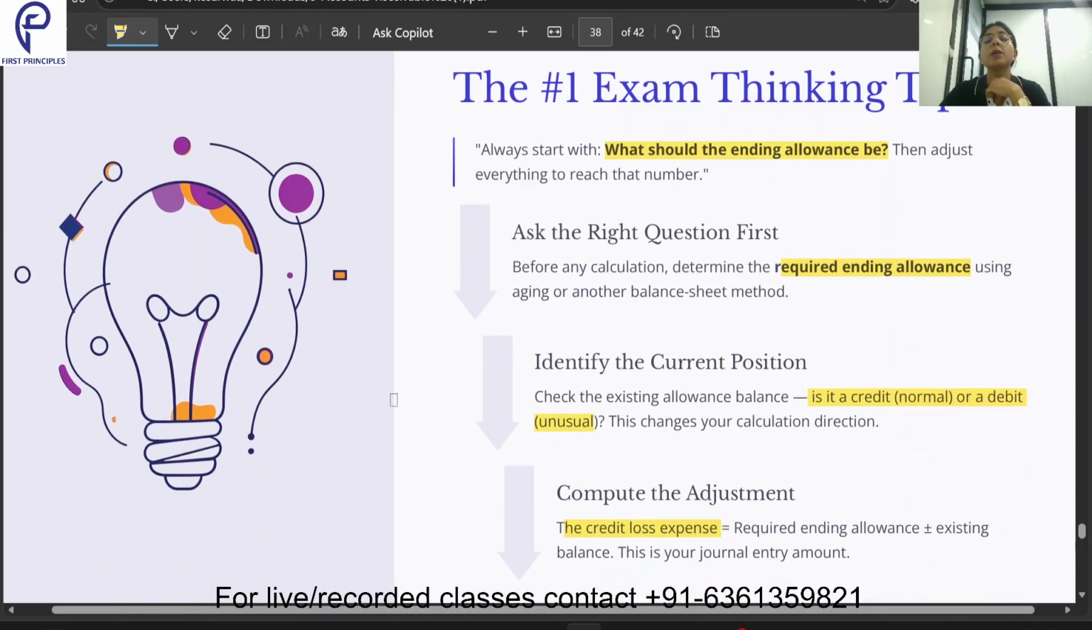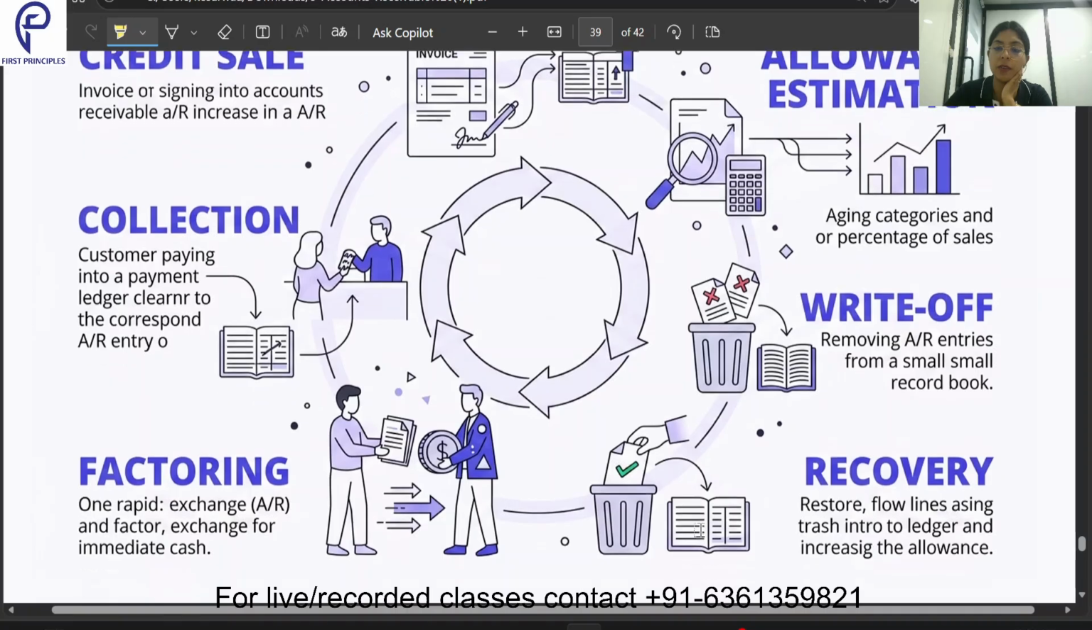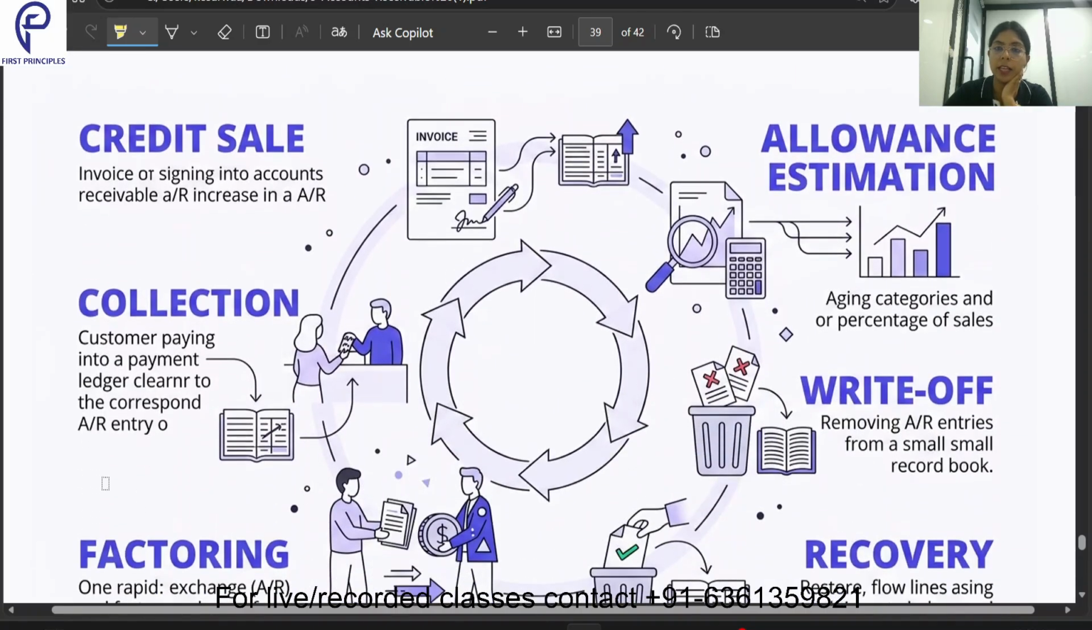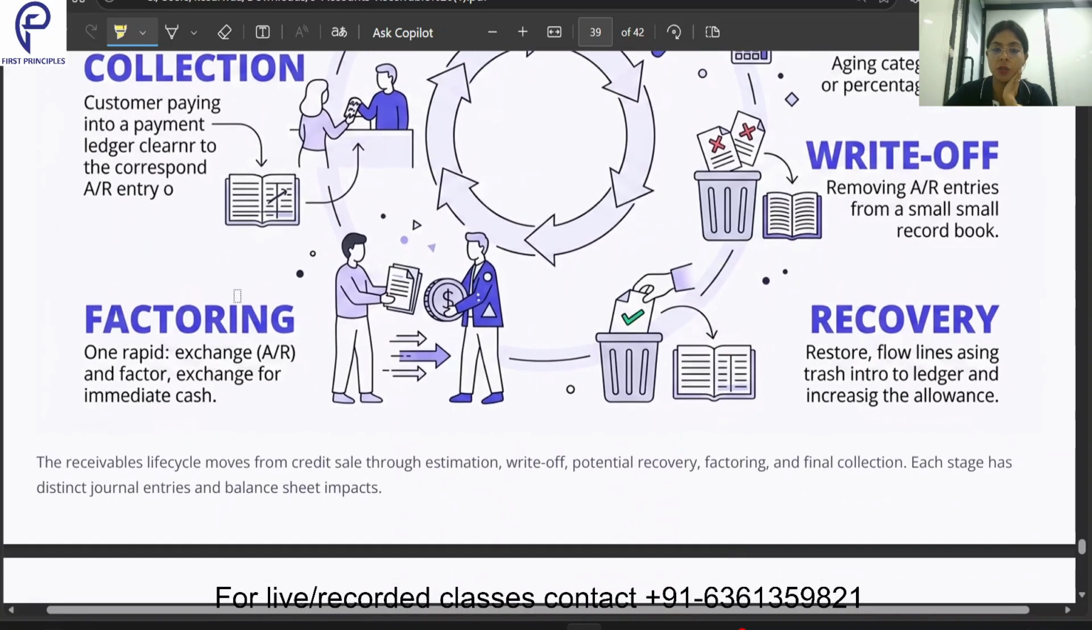And the exam thinking tip: what should the allowance balance be? We should start by thinking how much my required ending allowance balance should be. Then we should identify the current position, whether we have a normal credit balance or an unusual balance, and accordingly we should record the credit loss expense. Over here we have been given a full cycle of the receivables: credit sales happen, then we estimate the allowance, we might write off, we might recover, we might do the factoring, and finally we collect the payment from the customer.